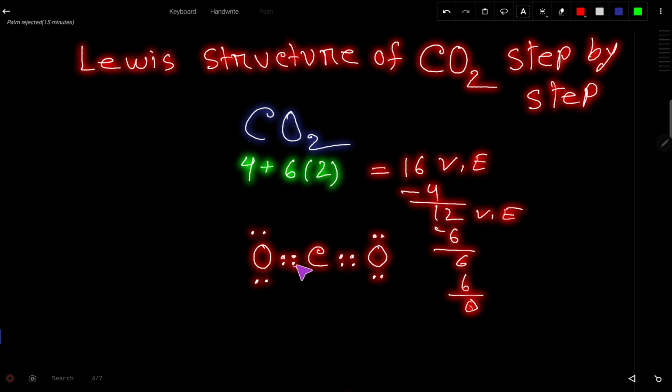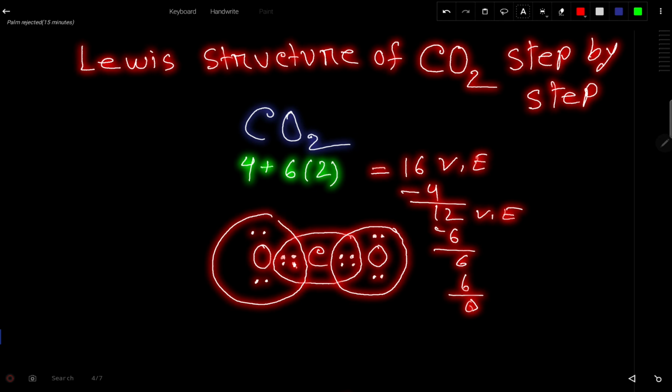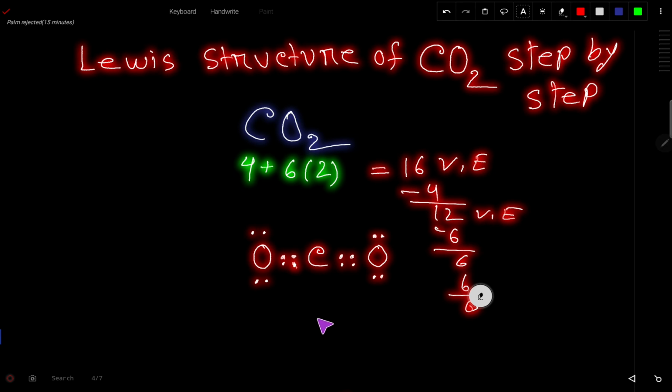Now look, this carbon has 8 valence electrons, right? And this oxygen also has 8 valence electrons. This oxygen also has 8 valence electrons, right? So this is the Lewis structure of CO2 molecule, right? So you can express this molecule like this.